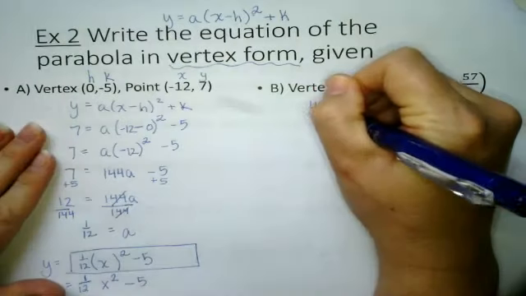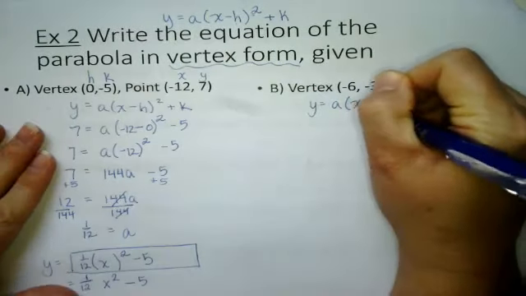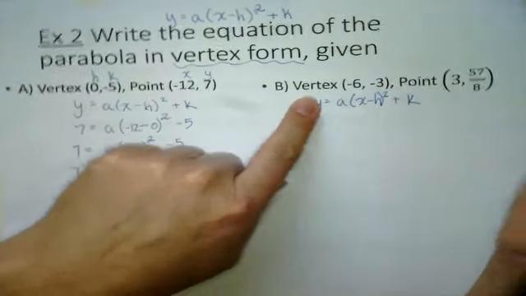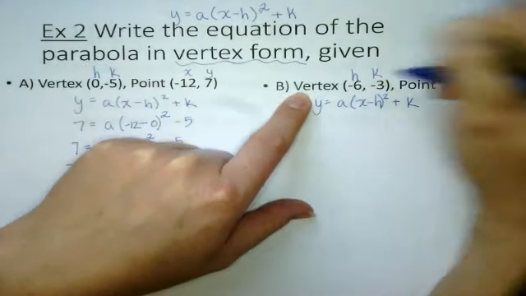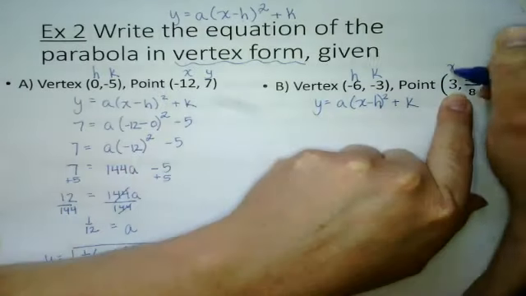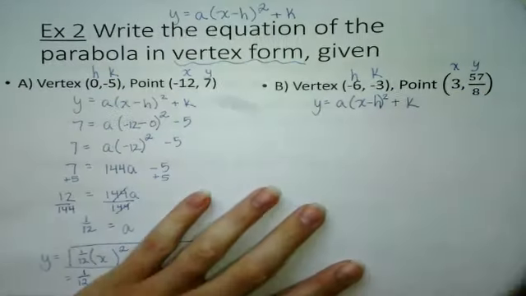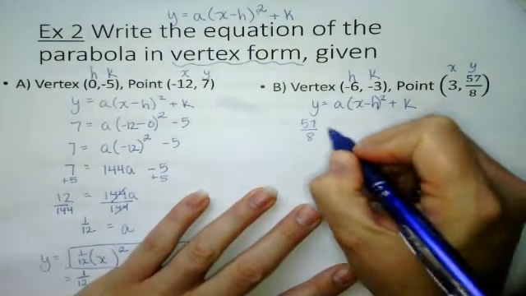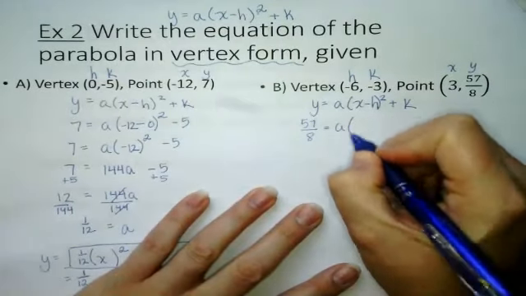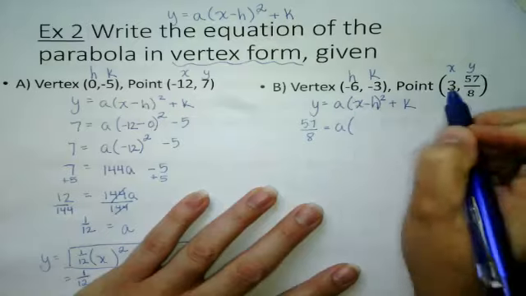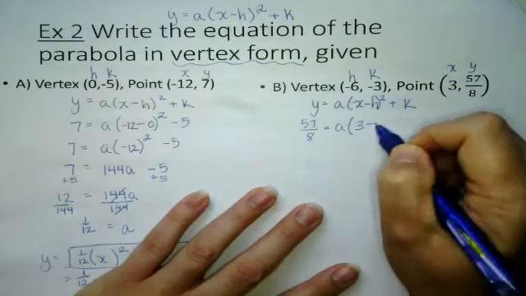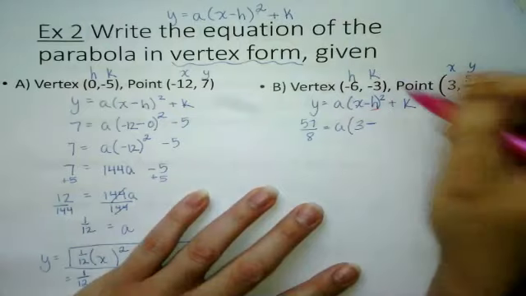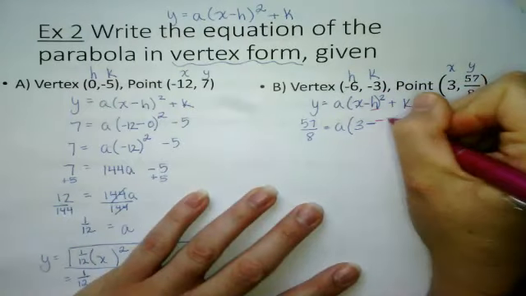So vertex form, y equals a times the quantity x minus h squared plus k. And the vertex always goes in place of the h and the k, and the point always goes in place of x and y. So in place of y, I'm going to put 57 over 8. Solving for a, in place of the x, we're plugging in a 3. We have a minus sign. And then we have, in place of the h, a negative 6. So it's minus a negative 6.